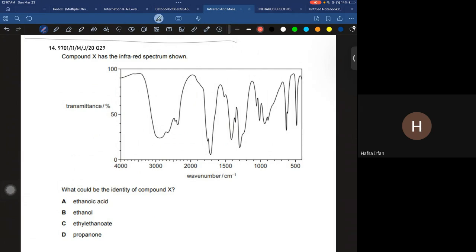This is a very easy question, you must do it. Ethyl ethanoate, it's an ester. So this is your peak at approximately 1670, 1700, and this is a broad peak.